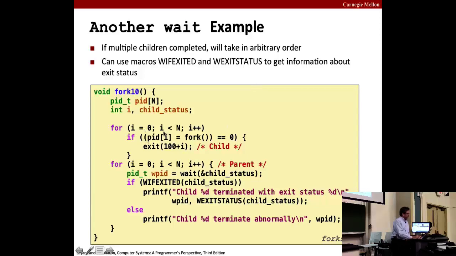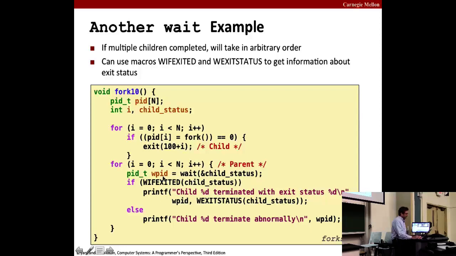So here we have a loop, 0 through n, and in each loop body, we're going to fork a child and exit with a return status that's going to tell us which child it was. In the parent, we do this n times, and then afterward, the parent, inside a similar loop, 0 to n, waits for a child to terminate. So it'll wait for n children to terminate.